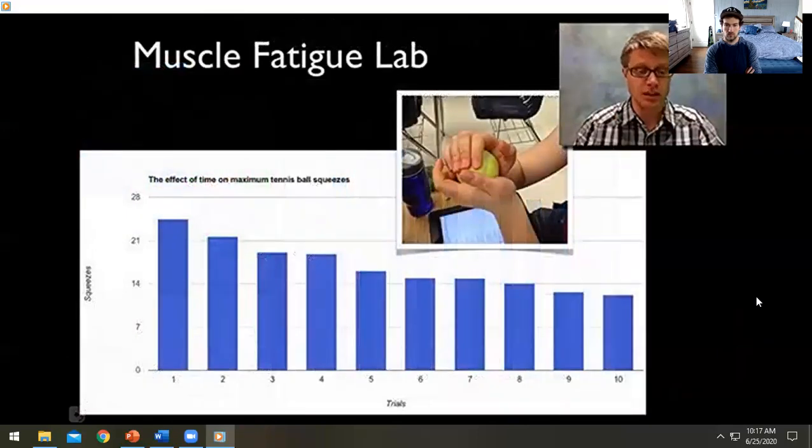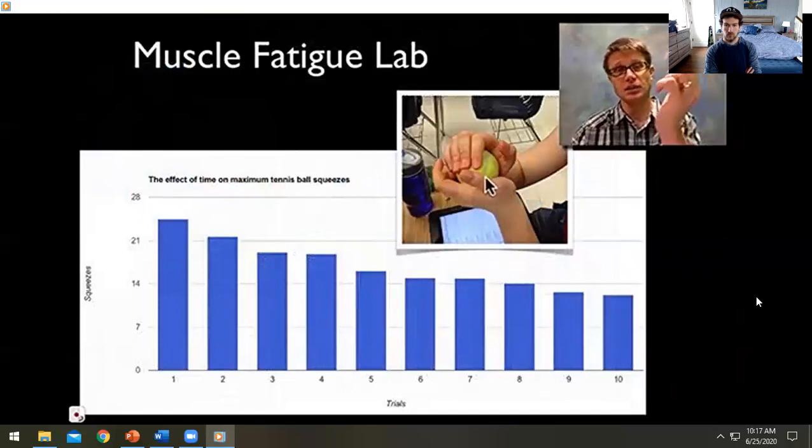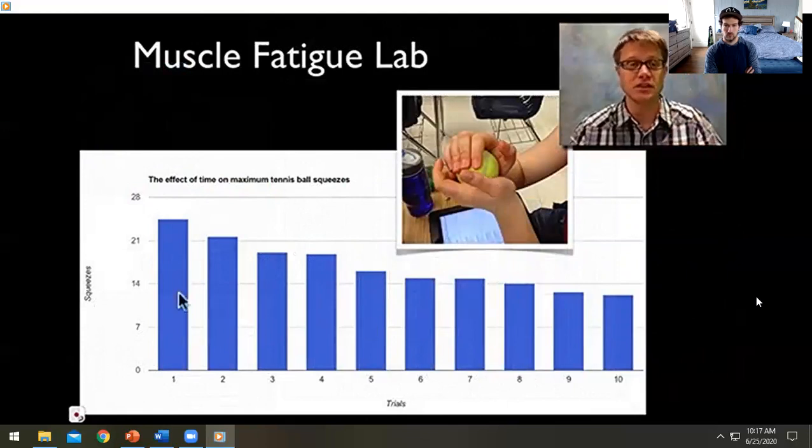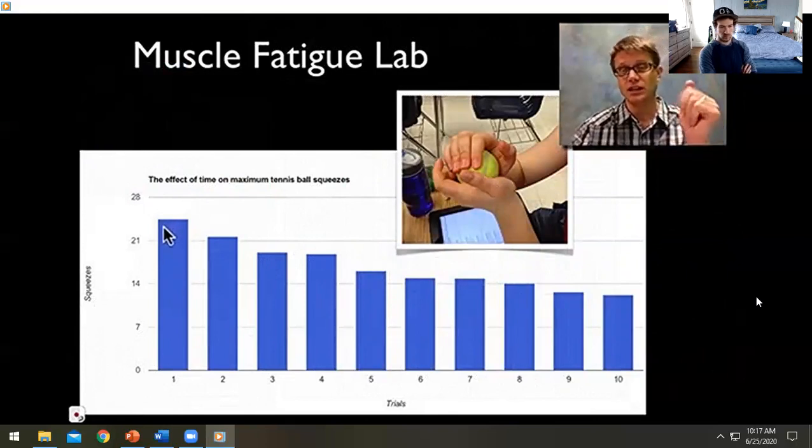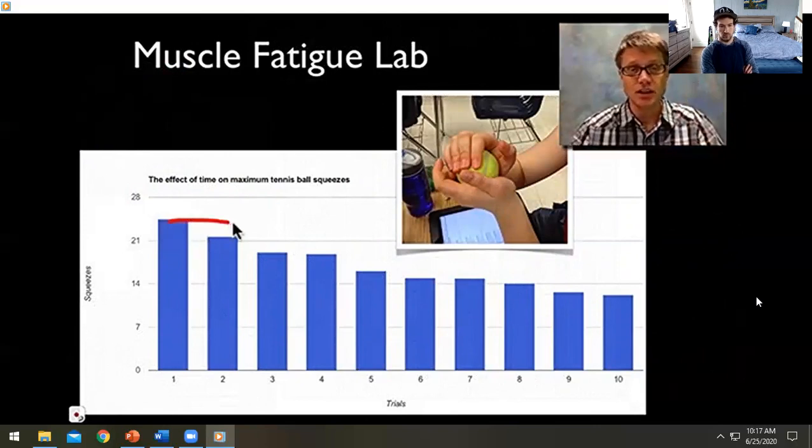Example of a lab I did in class was, and it's weird how this exactly mirrors it, what we did was the muscle fatigue lab. So basically you had a tennis ball, and in one hand you had to squeeze it as many times as you could in 10 seconds, and then do another 10 seconds, and do another 10 seconds. And this is the class average. So the class average was, it looks like around 25 times in 10 seconds. But you can see that it quickly drops off, and then it kind of levels off.